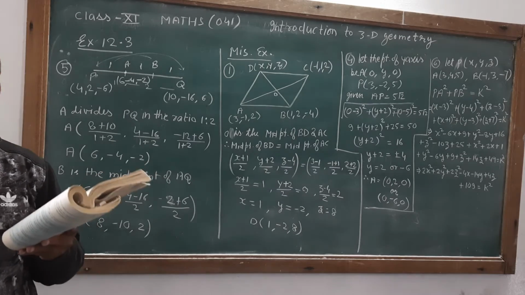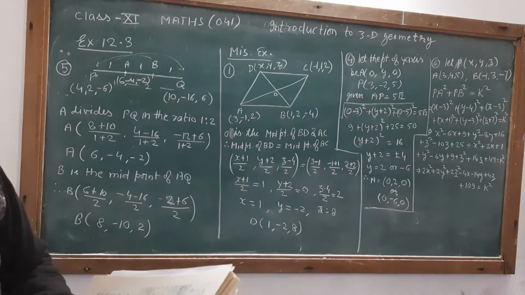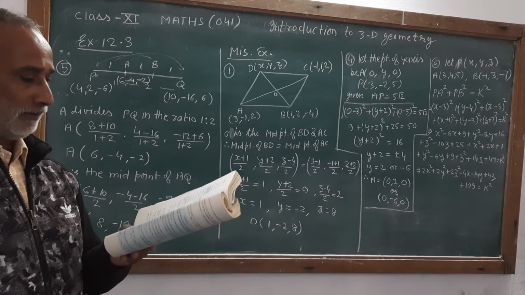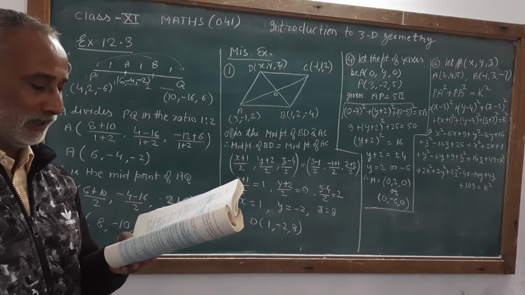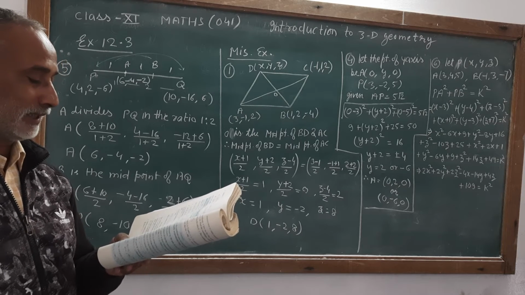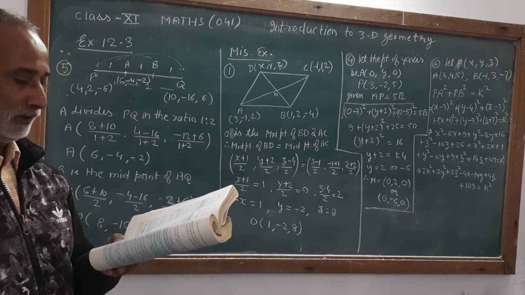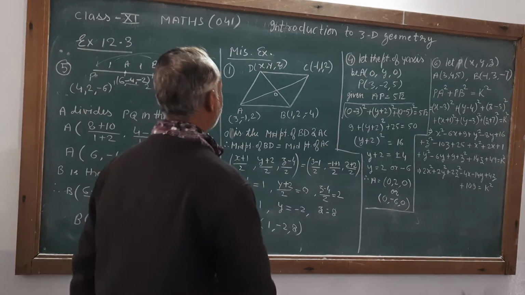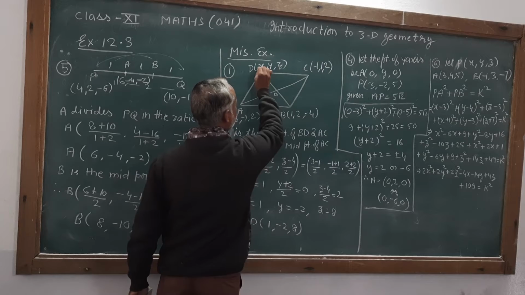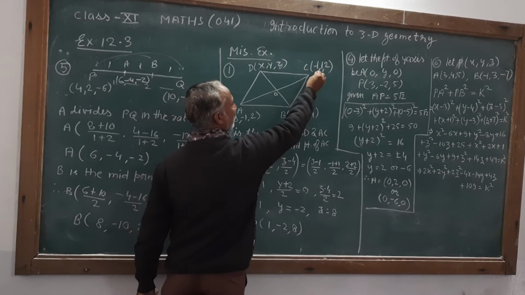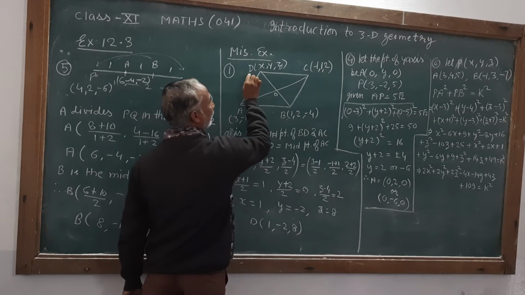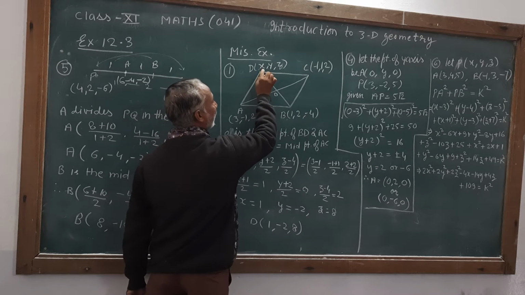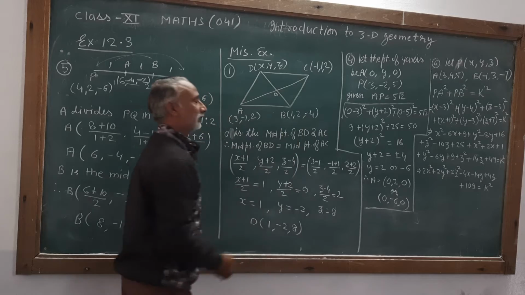3 vertices of a parallelogram ABCD are A (3, minus 1, 2), B (1, 2, minus 4) and C (minus 1, 1, 2). Find the coordinates of the fourth vertex. So ABCD is a parallelogram. So the vertices A, B and C are given. Let me take the coordinate of the fourth vertex as X, Y and Z.